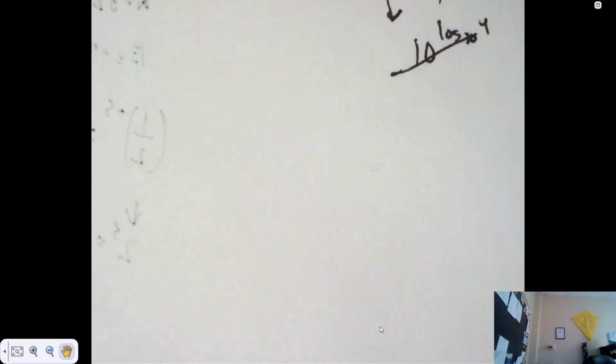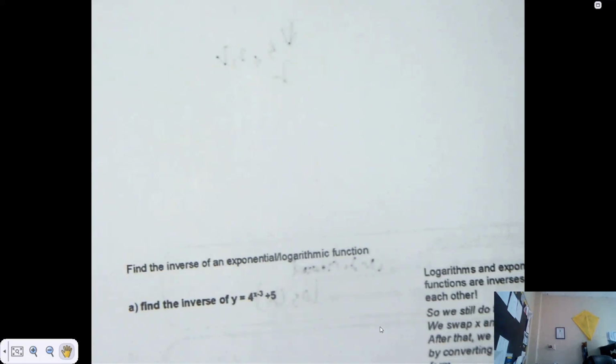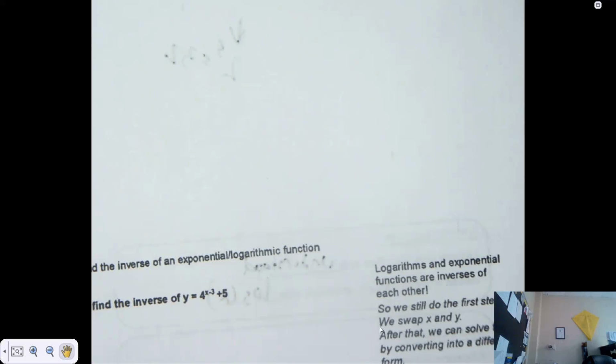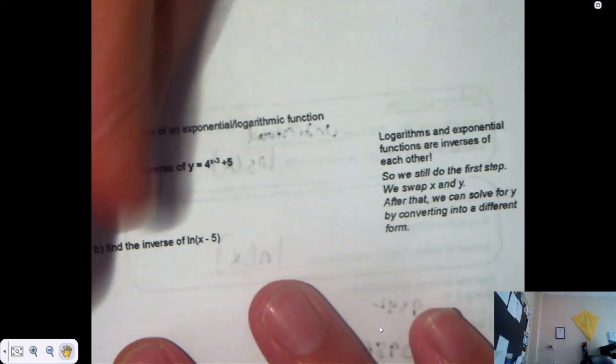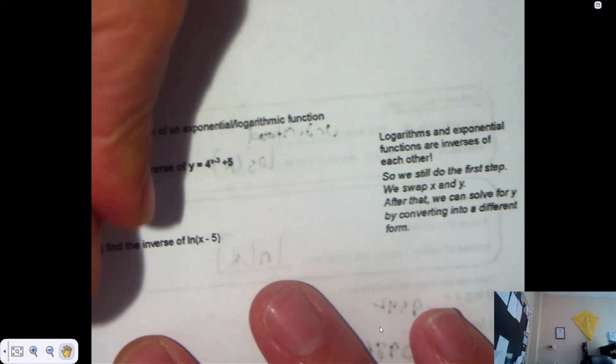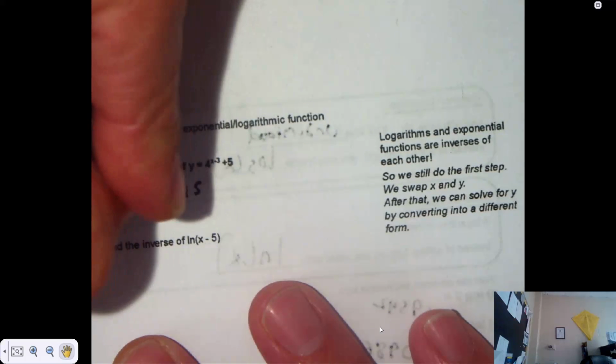Find the inverse of an exponential or logarithmic function. That's not too hard to do. I've got off to the side here that logarithms and exponential functions are inverses of each other. So we're going to do the first step: swap x and y, and solve by converting to a different form. So let's do this one. y equals 4 to the x minus 3 plus 5. First step of inverse is always swap x and y. What's that y become? It becomes an x. x equals 4 to the y minus 3 plus 5.